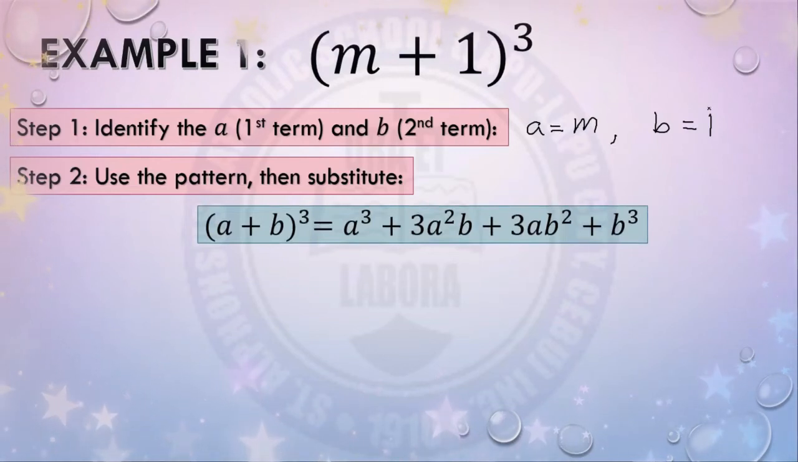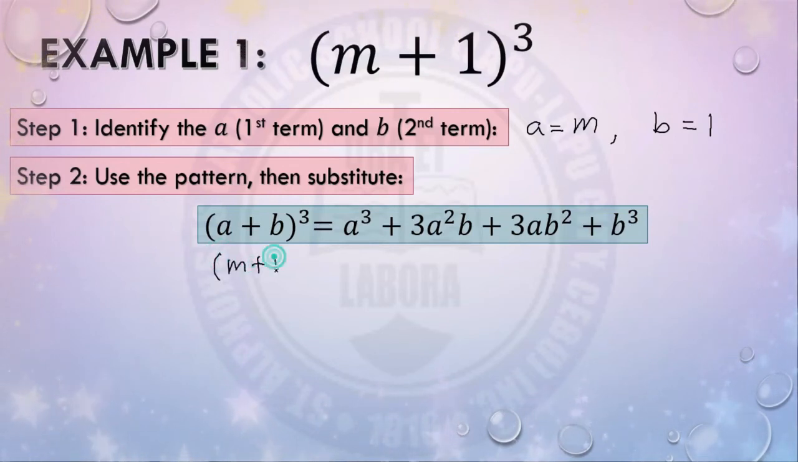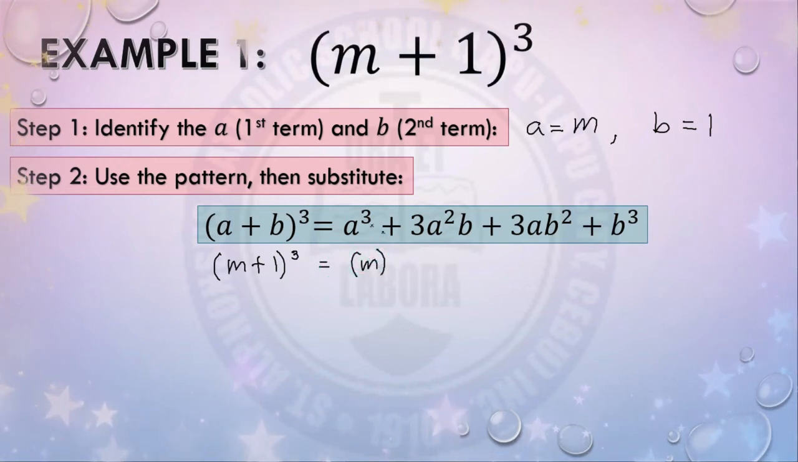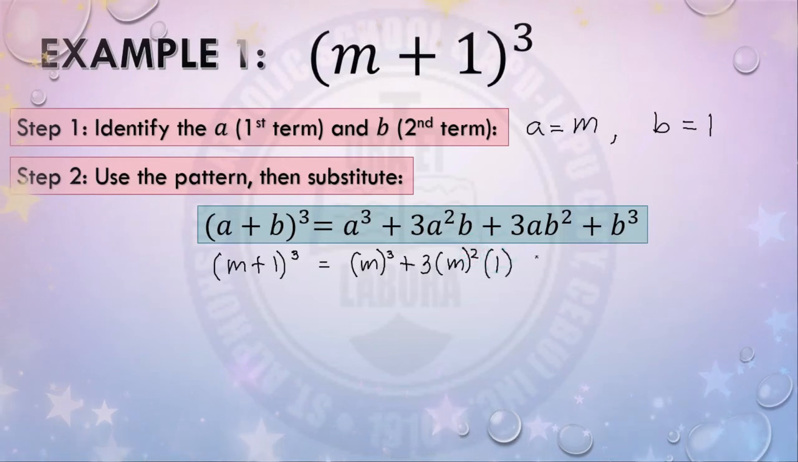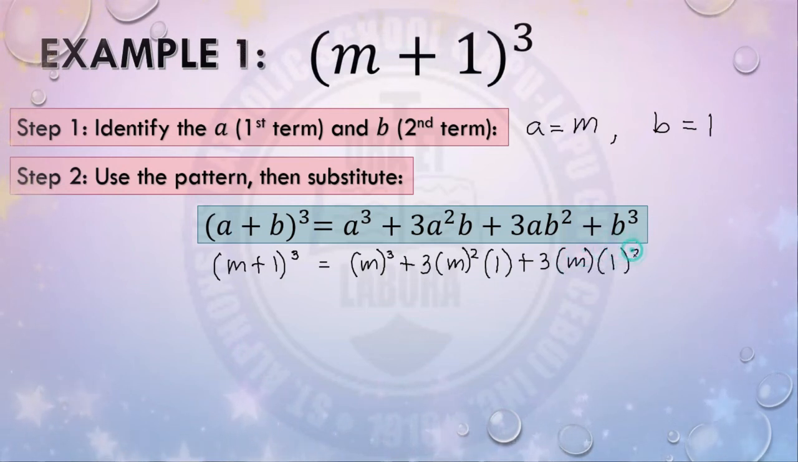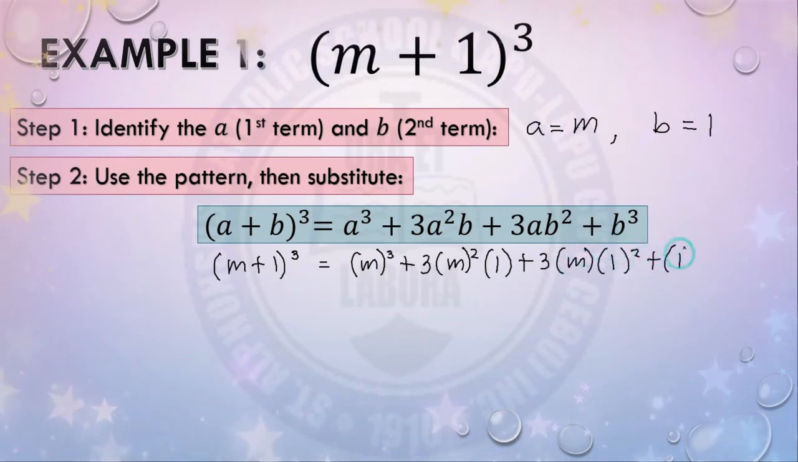Next step, you will use the pattern, then substitute. The pattern is this one. So, we're going to substitute the first and second term to the pattern. Our first term is m, so substitute m to a. Cubed plus 3m squared times the second term, which is 1, plus 3m times the second term, which is 1 again, plus 1 cubed.